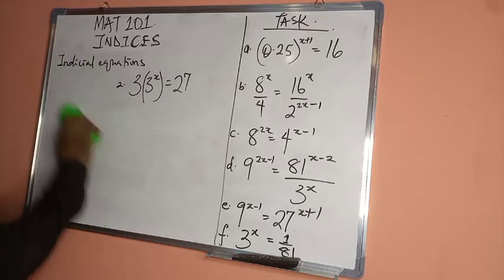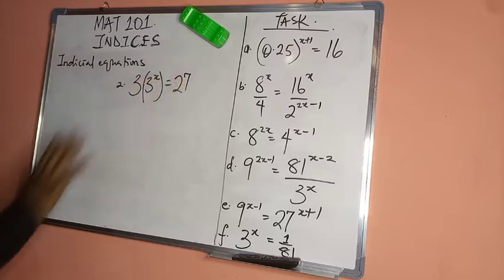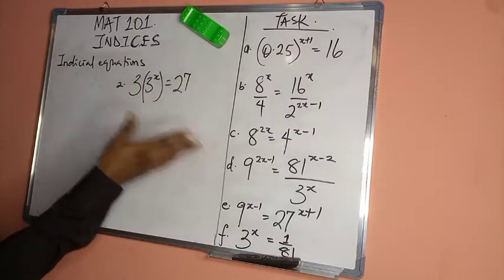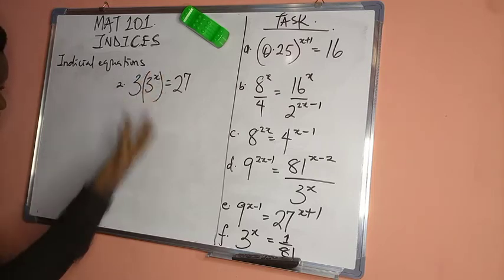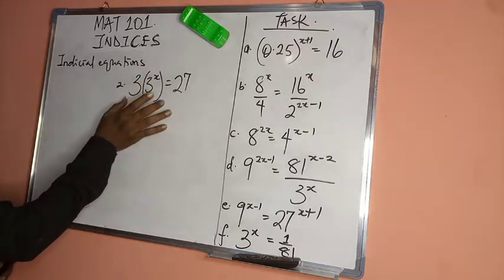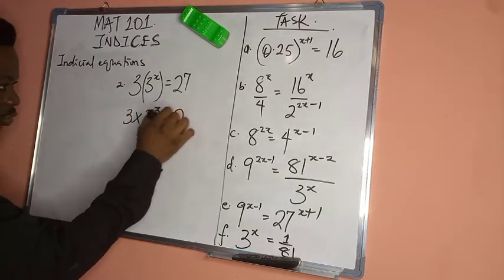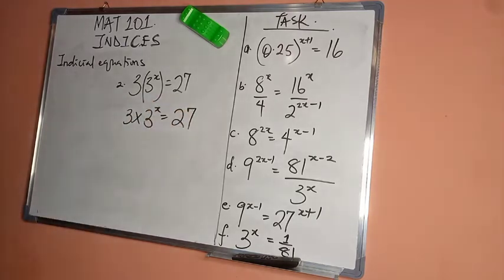Alright, okay, let's solve this. The first way of doing this, from the left hand side, we can see that the left hand side is trying to tell us that 3 is multiplying 3 raised to power x, is it not? So now we can simplify this as 3 times 3 raised to power x equals 27, right? Yeah, we can do that.